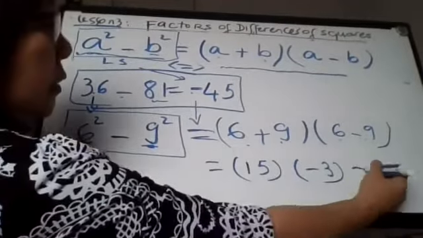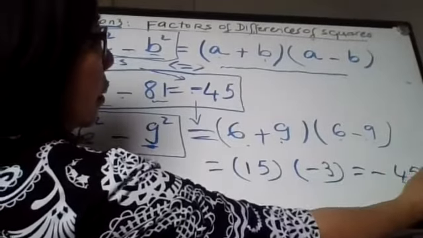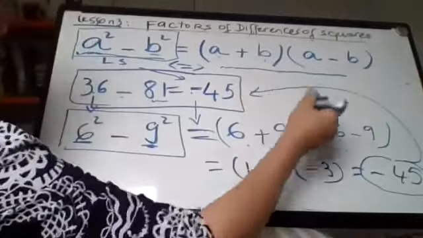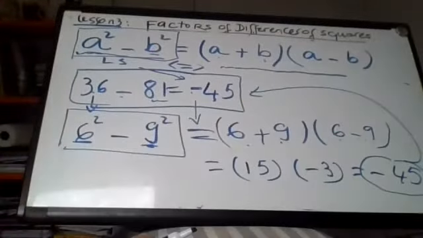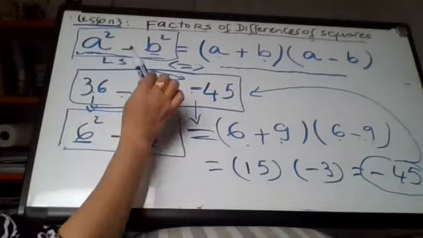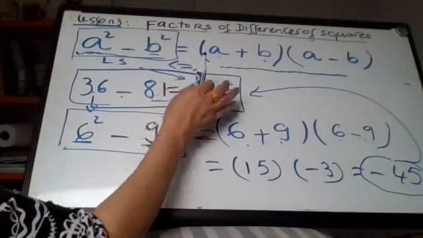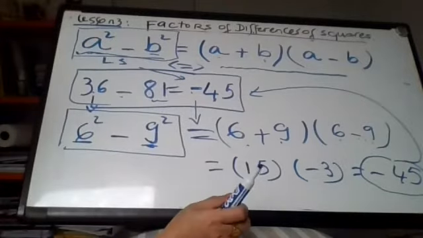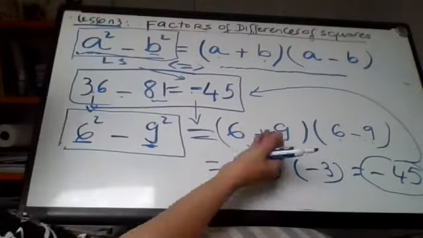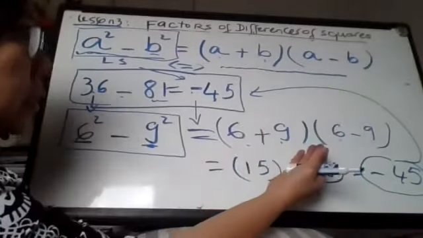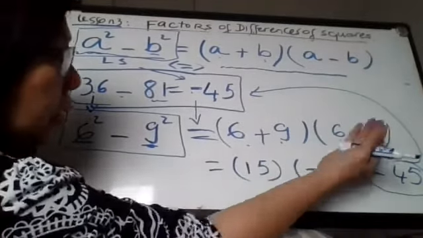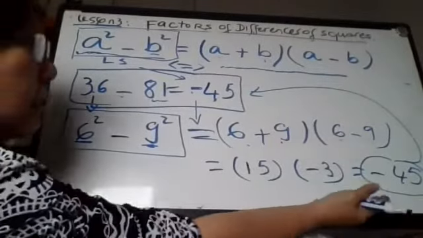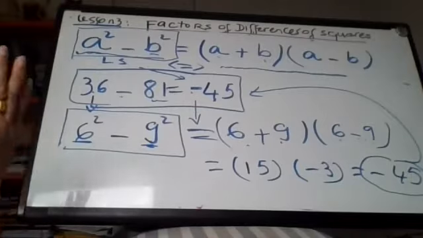Carry the sign of the bigger number because I lost more than I gained. Multiply these two brackets, I got minus 45. So now I prove to you, yes, right side equals left side. 36 minus 81 equals minus 45. If I break this original expression into two brackets, 6 plus 9 times 6 minus 9, and I simplify the right-hand side, I get back to minus 45.